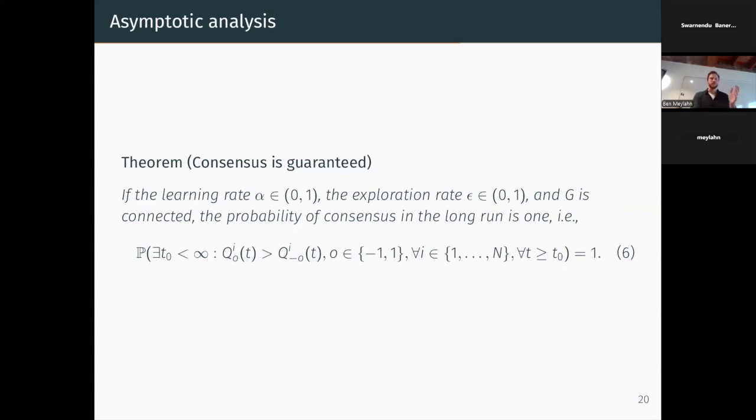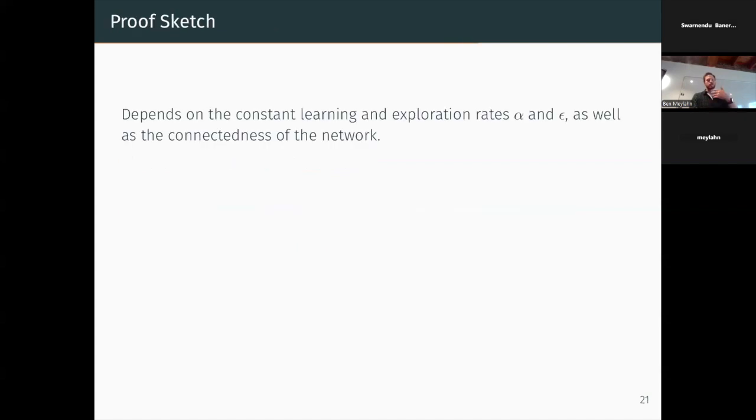Right, so you've seen the shape of this before. If at some point all of our Q values have the same ordering, then that stays forever the case. And that is related to the constant exploration rate and the constant learning rate, and also related to the asymmetry.